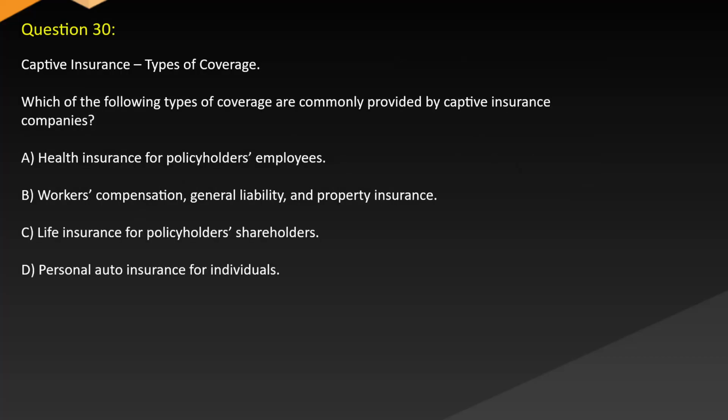Question 30. Captive insurance. Types of coverage. Which of the following types of coverage are commonly provided by captive insurance companies? A. Health insurance for policyholders' employees. B. Workers' compensation, general liability, and property insurance. C. Life insurance for policyholders' shareholders. D. Personal auto insurance for individuals.